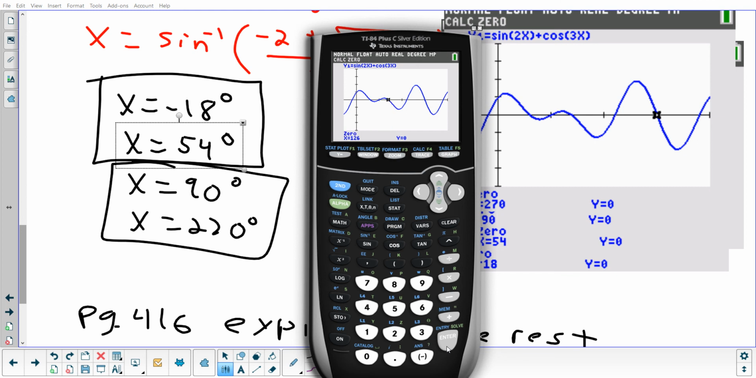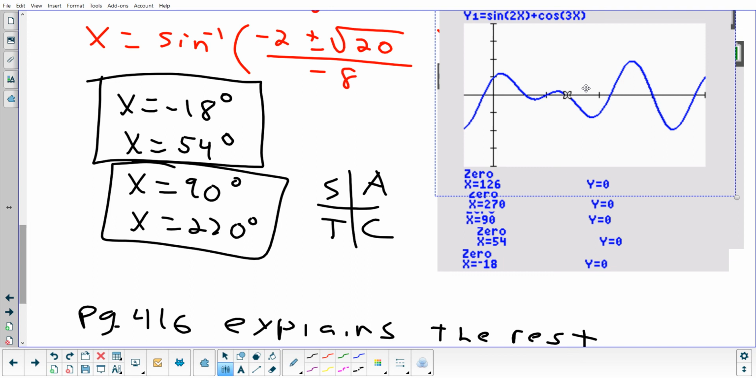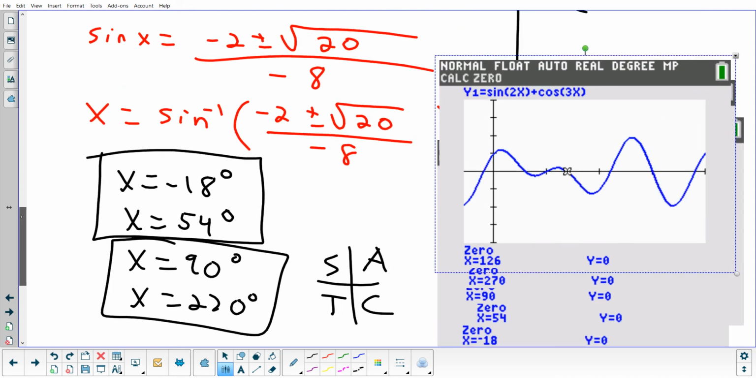And notice, to get that 126, I didn't really have to do that much more work. I just had to take one of the answers I got and subtract it from 180. So I didn't really have to do much more. I'm going to explain that tomorrow. And there is one more answer we didn't write down, and we could get that one from this negative 18. But we'll do that tomorrow.